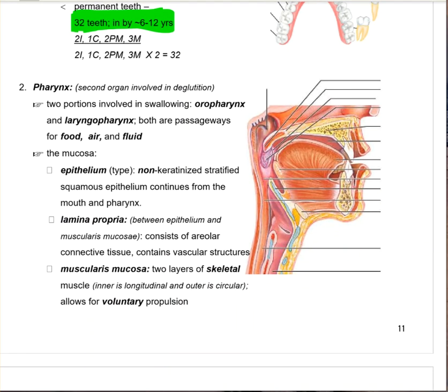But we will spend a little time on the pharynx. So the pharynx is the second organ involved in swallowing. Okay, swallowing. There are two portions involved in the swallowing process, the oropharynx and the laryngopharynx. Now the oropharynx, remember, is right behind the mouth here. So if I just type in oro here, you will see that the oropharynx is this opening right behind the mouth. And then we have the laryngopharynx, which is the one above it, actually.